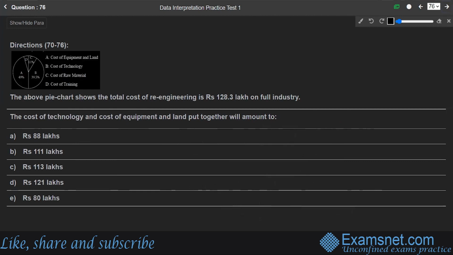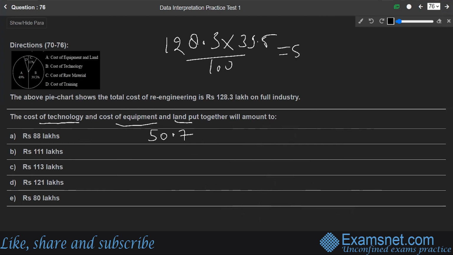Now, for the same pie chart, we are supposed to find out the cost of technology and the cost of equipment and land put together. The cost of technology we had already calculated in the earlier question: 50.7. That was calculated by finding 39.5% of 128.3. This is how we calculated this 50.7 in the earlier two questions itself. Now this is the cost of technology.